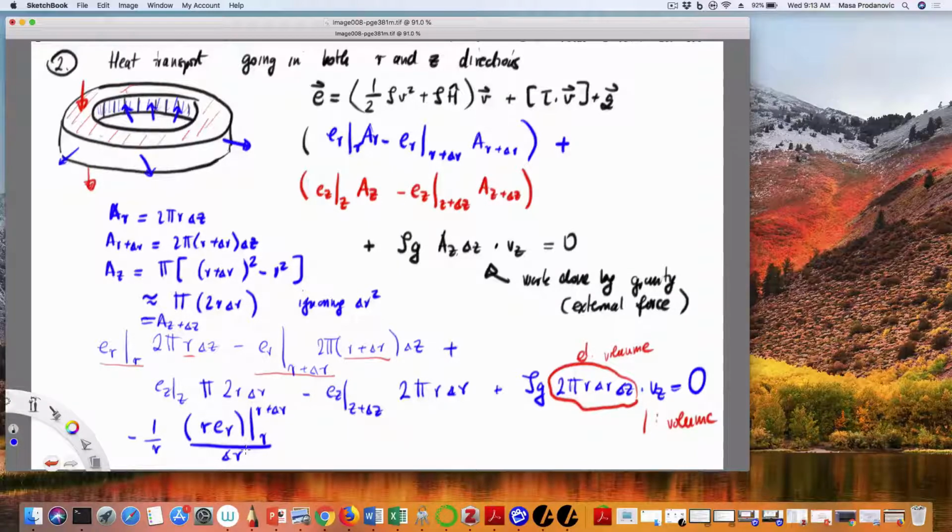And the Z part is easy. It's EZ evaluated at Z and Z plus delta Z divided by delta Z plus rho g vz is equal to 0. Do we see the differential equation this is going to?